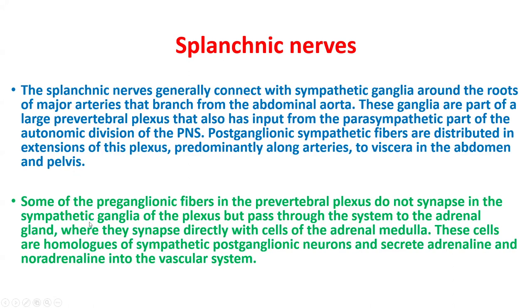And finally, the last way of the pathway of the sympathetic is that some of the preganglionic fibers of the prevertebral plexus do not synapse in the sympathetic ganglia. They pass through this system without synapsing, and reach the suprarenal gland or adrenal gland, where they synapse directly with the cells of the adrenal medulla. These cells in the adrenal medulla are homologous to sympathetic postganglionic neurons, and they secrete the catecholamines, adrenaline and noradrenaline, into the vascular system. So those are the different sympathetic pathways that I wanted to show you.